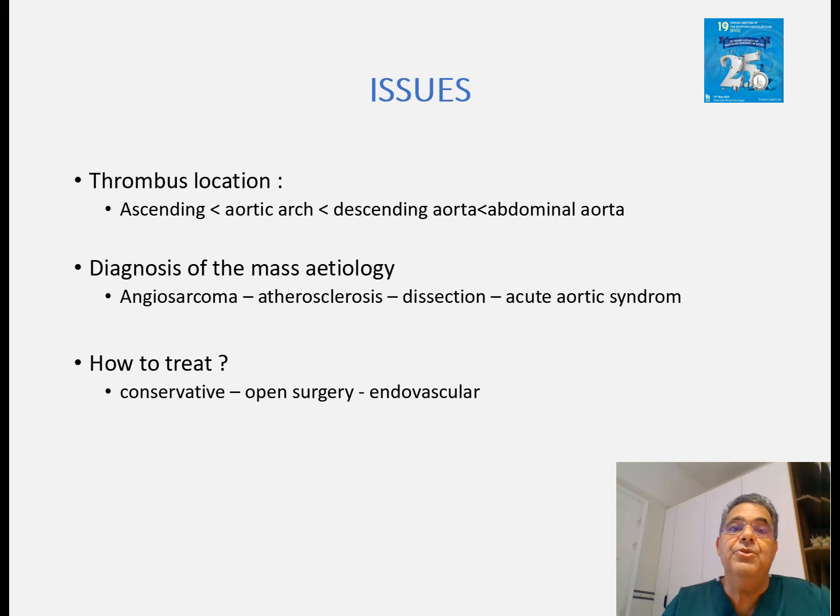So, what are the issues? We are in front of three important questions. First, the location of the thrombus. Is this in the ascending aorta, in the arch, or in the descending aorta? And this comes with a difference in the treatment. The second is the diagnosis of the mass etiology. Is this a thrombus or something else, an angiosarcoma or something like this? And finally, what should we do in front of this thrombus and how should we treat it?